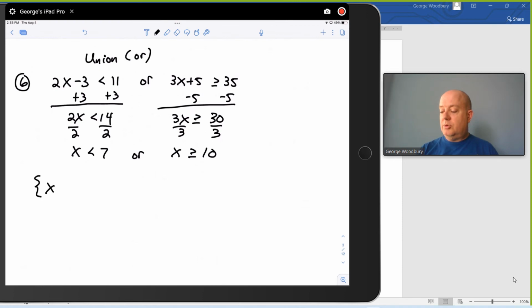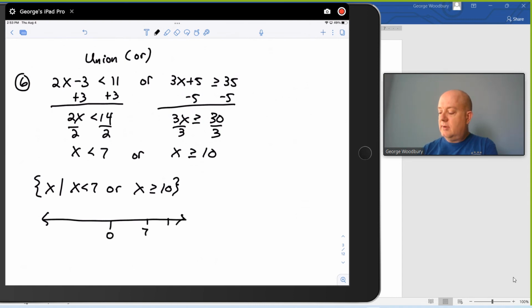In set builder notation, we just copy that down. X is less than 7 or x is greater than or equal to 10. On a number line, we're going to graph each branch of that solution independently. So start with a number line, 0, 7, 10, like that. The first one says x is less than 7. So that's going to be an open parenthesis, and we're going to shade to the left. For x is greater than or equal to 10, that's going to be a square bracket at 10, moving to the right.